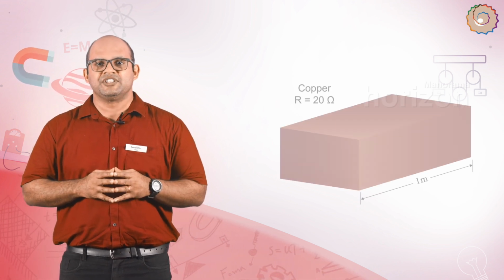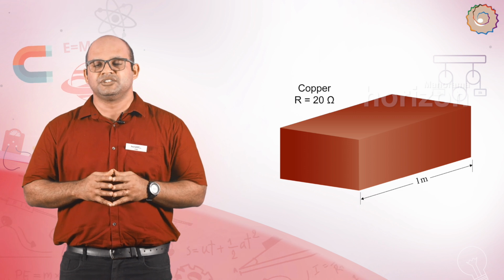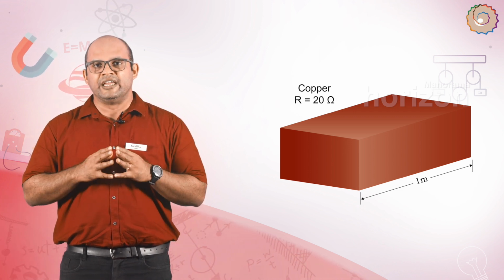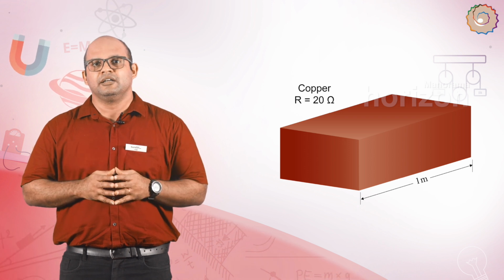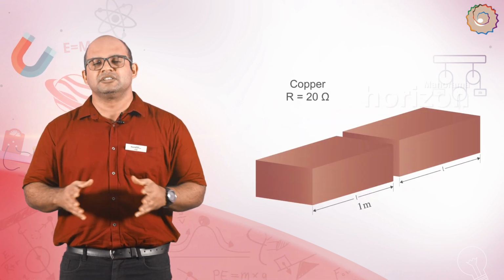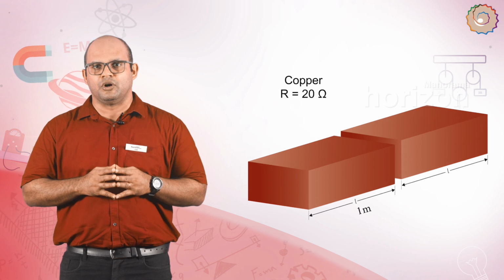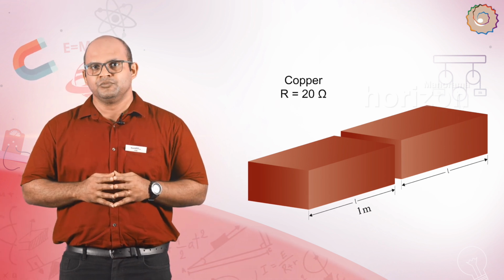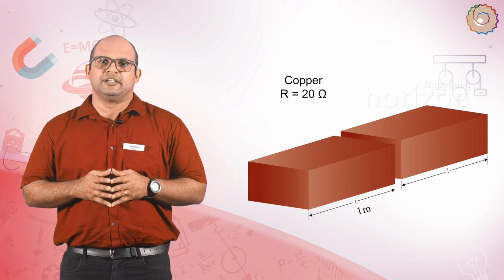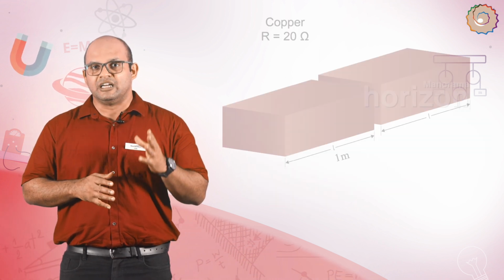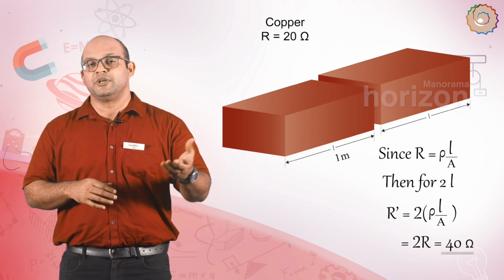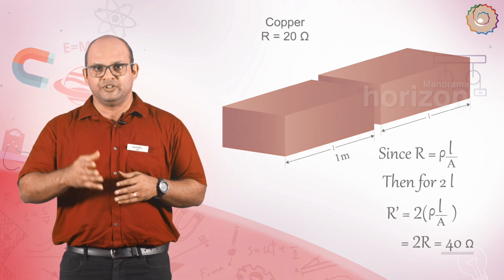Let us say that we have a bar of copper which has a length of 1 meter and a resistance of 20 ohms. What will happen if I were to increase the length of this bar by the factor of 2? In other words, what would happen to the resistance of this bar if I increased it to twice its previous value? If we look at the equation that we studied earlier, we understand that doubling the length of this bar will double the resistance to twice its previous value, as you can see.